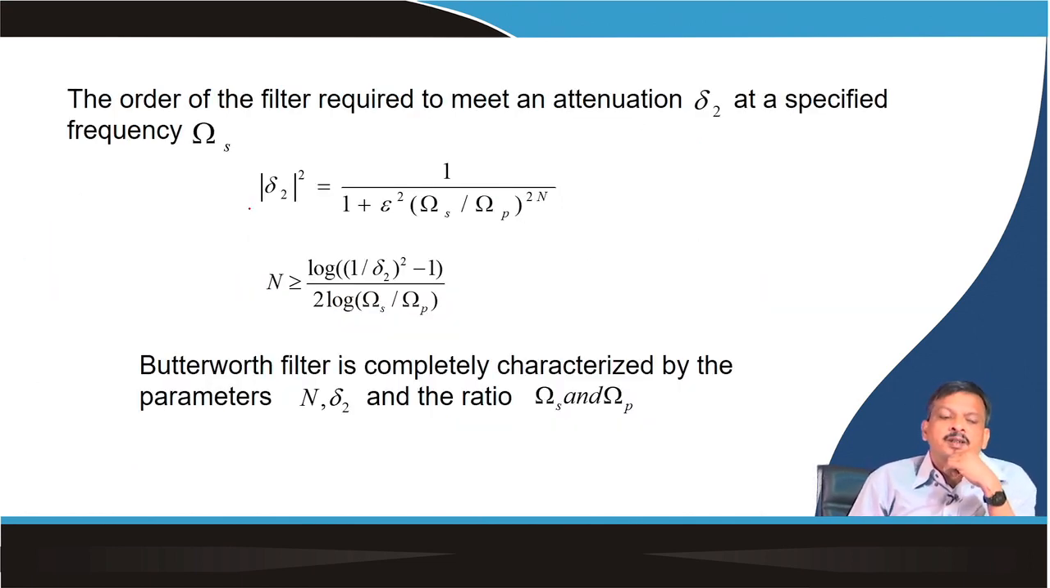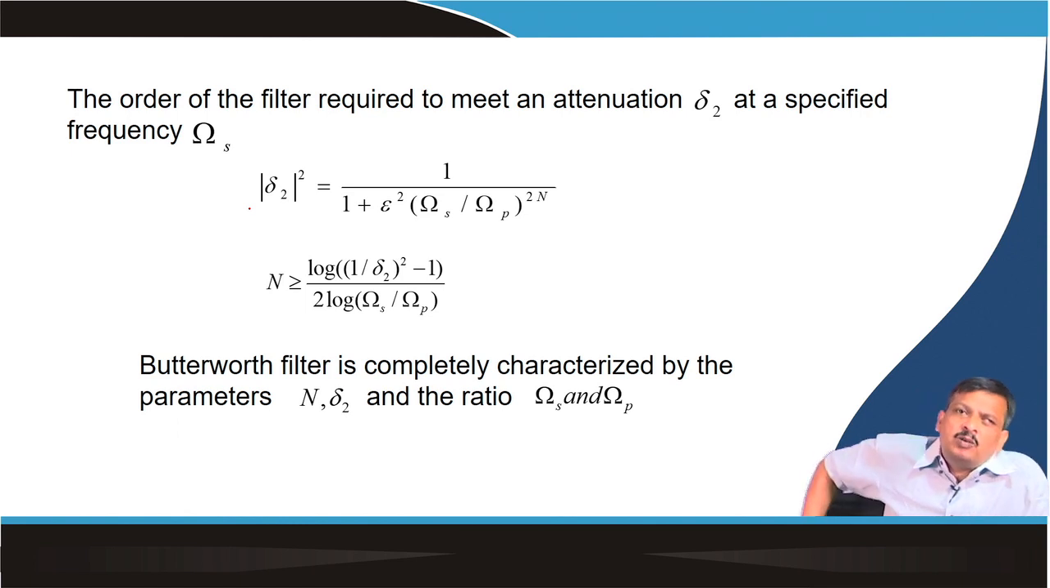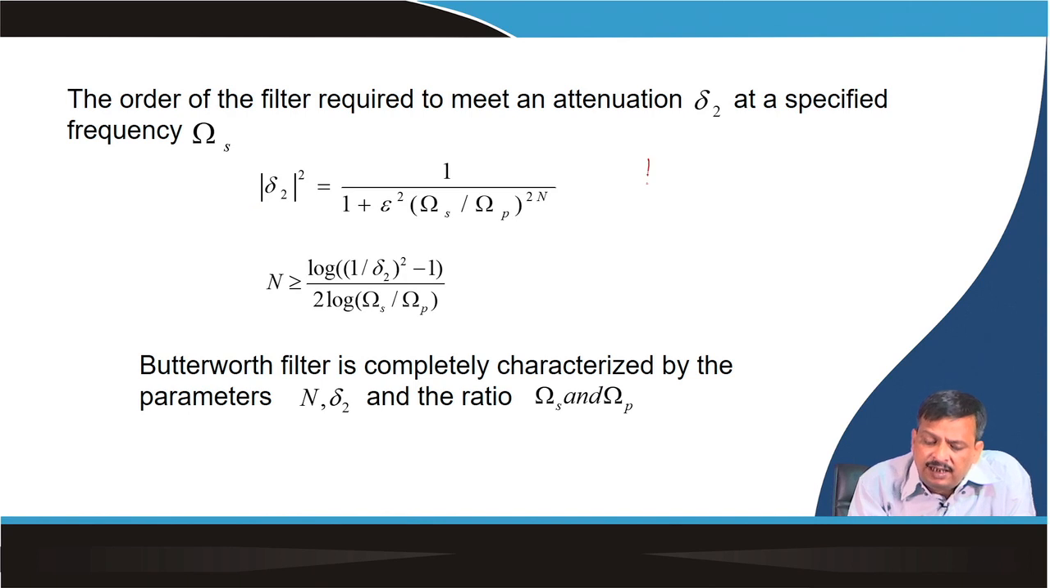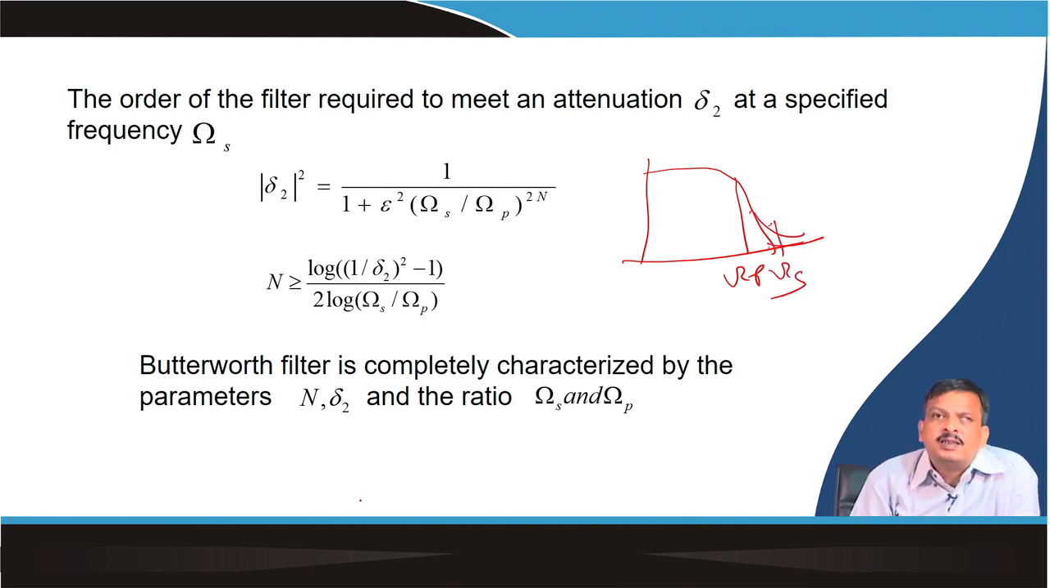Now I come to the order of the filter required. How do I define what the order of the filter should be from the given specification? What is given in the specification? It gives the passband edge frequency omega p, the stopband edge frequency omega s, and the stopband ripple. The stopband ripple is delta 2 and the passband ripple is delta 1.